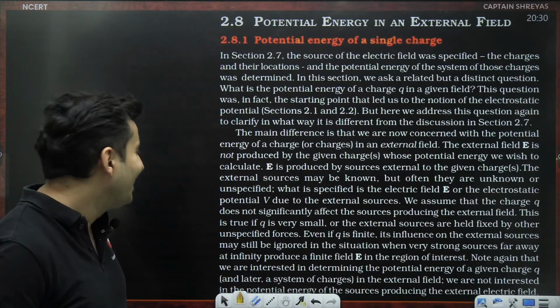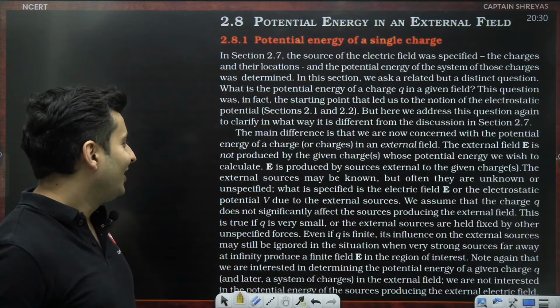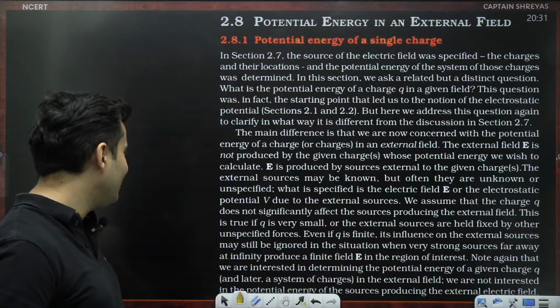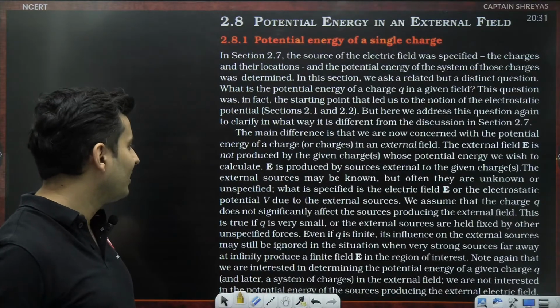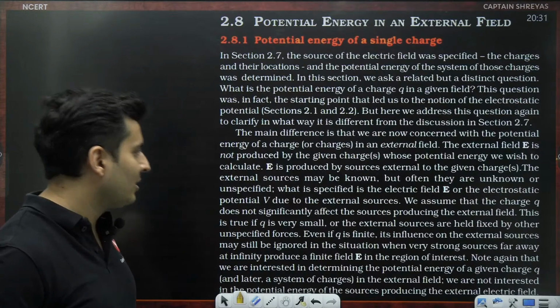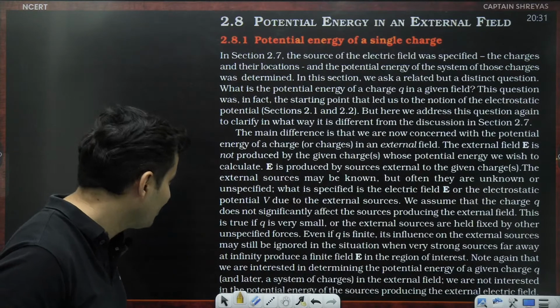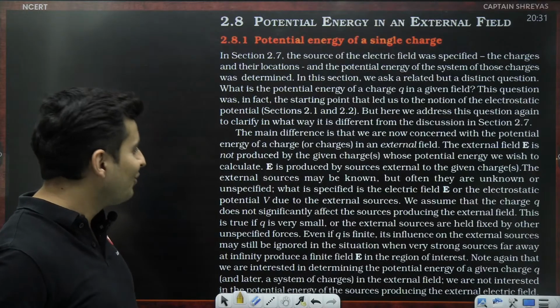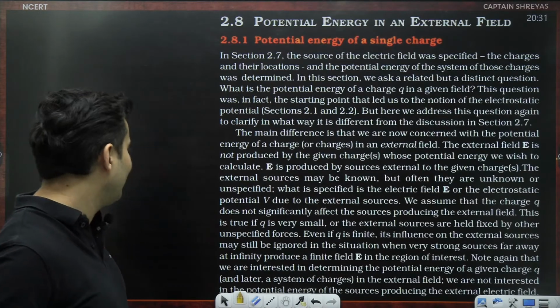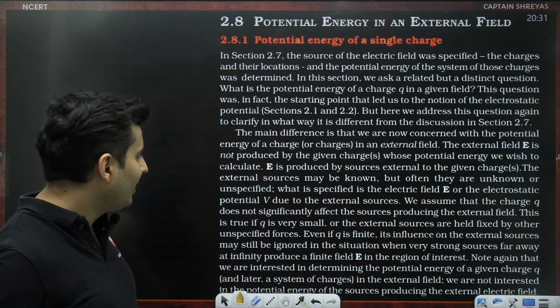What is specified is the electric field or the electrostatic potential due to the external sources. We assume that the charge does not significantly affect the sources producing the field. This is true if Q is small or the external sources are held fixed by other unspecified forces. Even if Q is finite, its influence on the external sources may still be ignored where strong sources far away at infinity produce a finite field in the region.